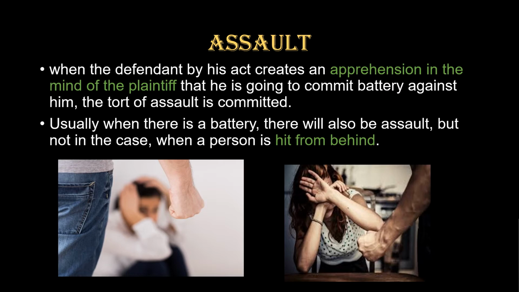I will give you a small example in order to differentiate battery and assault. To throw a stone at another person so that the other person gets physical injury is a battery. If a person shows a stone to another person and creates an apprehension that he is going to throw it at him but actually does not throw the stone, it is an assault.